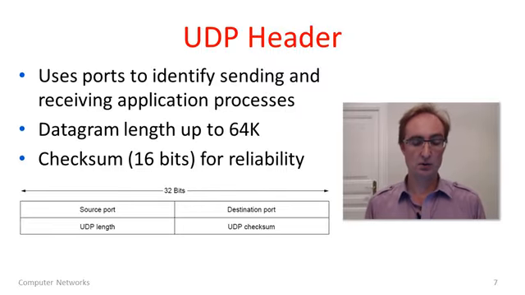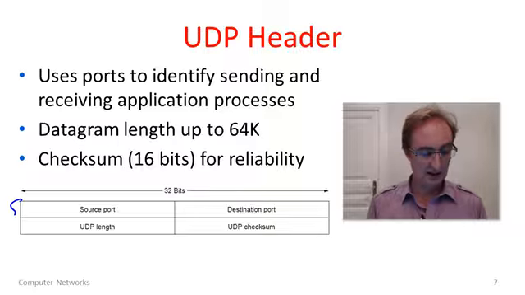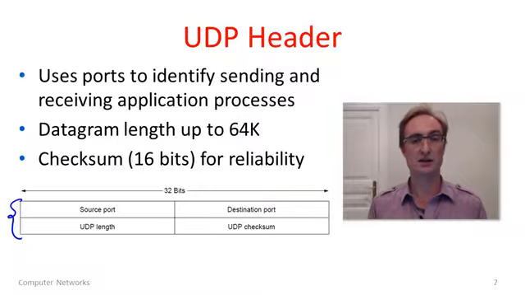Well, there's not too much more we can look at for UDP. I can show you the header. You'll see the header is actually very simple. It's pictured here. It has the ports, those 16-bit ports, which identify the sending and receiving application processes. It has a length field. You can send datagrams of up to 64 kilobytes in length. There's also a checksum, a 16-bit internet checksum, just for a little bit of added reliability. But this is pretty much IP.